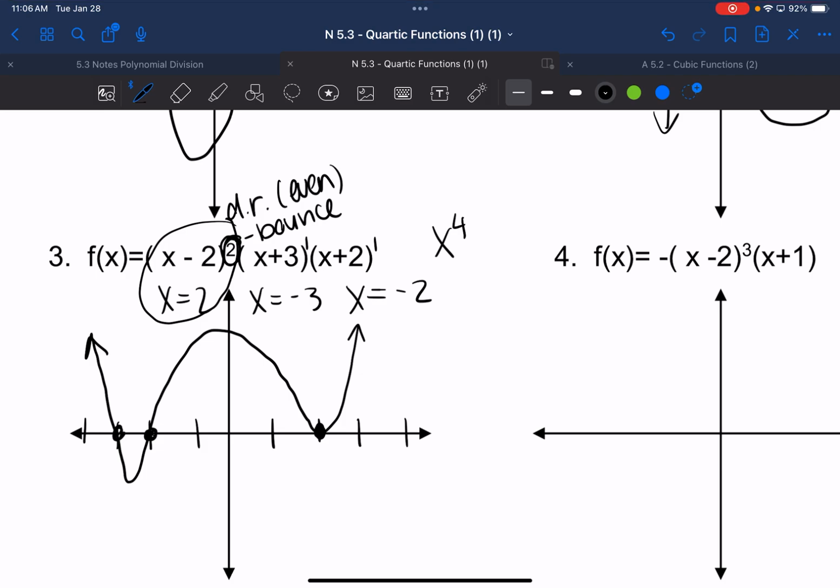Yes, ma'am. If it's like even even in those parentheses, why on like number 1 do we not have a bounce since it's a 4 in there? No, the exponent is an even number. Oh, okay, yeah.